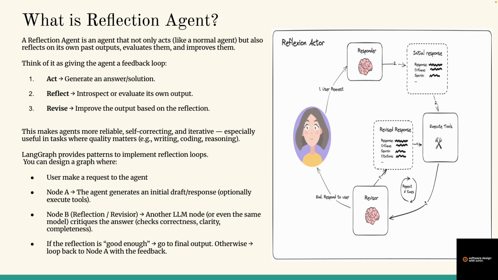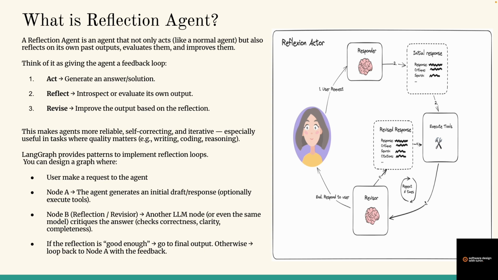First it will generate a normal answer, a draft answer. Then it will reflect on that answer, that is, introspect or evaluate that particular answer. Based on the feedback, it will improve the output. These steps, revise and reflect, will continuously loop until it generates a satisfactory output. This makes agents more reliable, self-correcting and iterative. These kinds of agents are more useful for specific tasks like writing, summarizing, coding and reasoning.